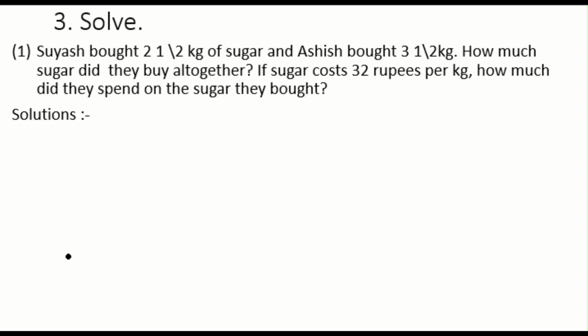Okay, now let's solve this problem. What is the question given here? Suyash bought 2 1 by 2 kg of sugar and Ashish bought 3 1 by 2 kg of sugar. How much sugar did they buy altogether? If sugar costs 32 rupees per kg, how much did they spend on the sugar they bought? First, how much sugar did Suyash bring? 2 1/2 means 2.5 kg, and Ashish brought 3.5 kg. If the price of 1 kg of sugar is 32 rupees, then how much did they spend on the sugar they bought?